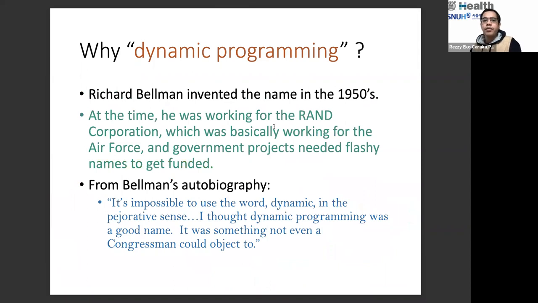So why do you have to study dynamic programming? Actually, Richard Bellman invented the name in the last century. At the time, he was working at the RAND Corporation, which was basically working for the Air Force and government projects, which needed fancy names to get funded. If you read his autobiography later, it was impossible to use the word dynamic in a negative sense. He thought dynamic programming was a good name, one that not even a congressman could object to.